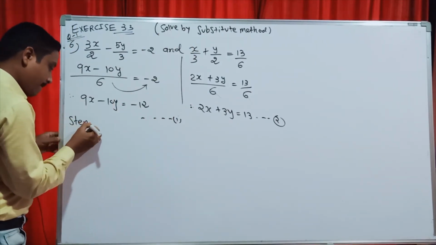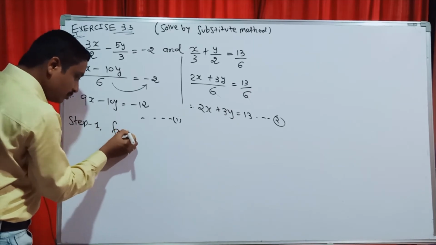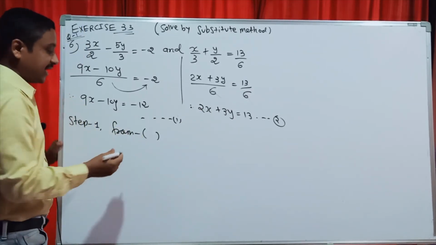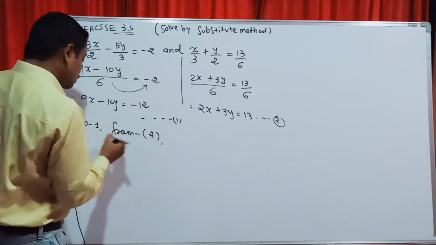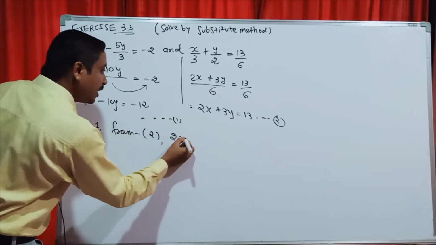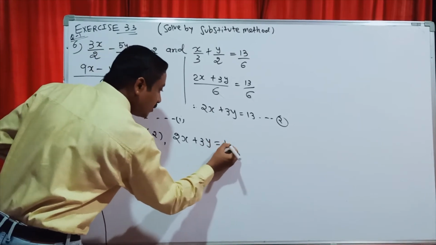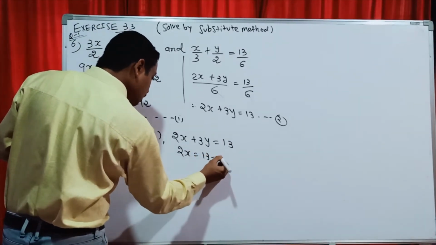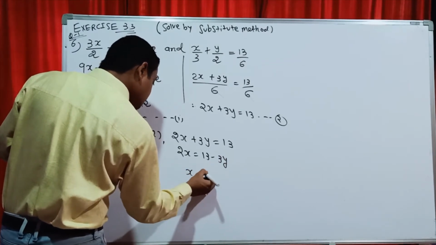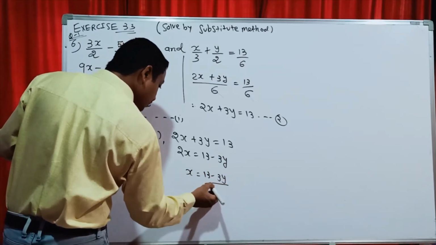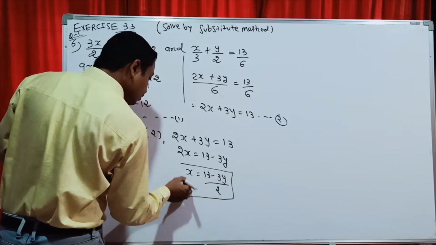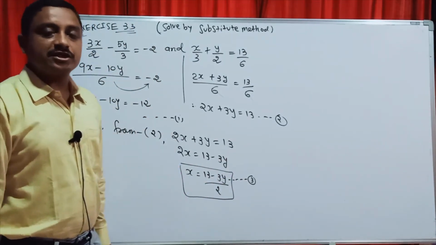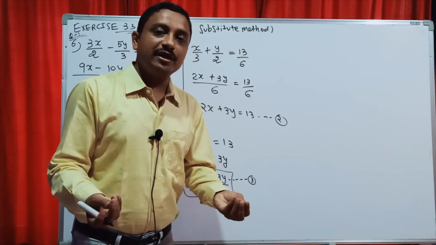So step 1. From any one equation you can start, either first or second. I start with the second one. What is the second? 2x plus 3y is equal to 13. So what is x? 13 minus 3y. We get x is equal to 13 minus 3y by 2, and this is our equation number 3. Yes, students, this third equation you use easily.